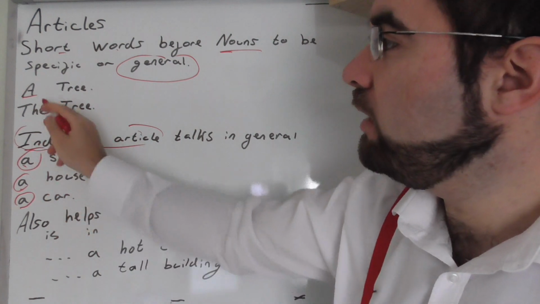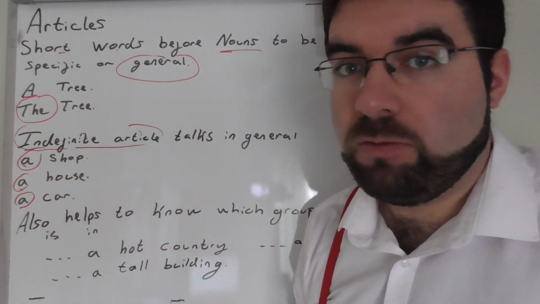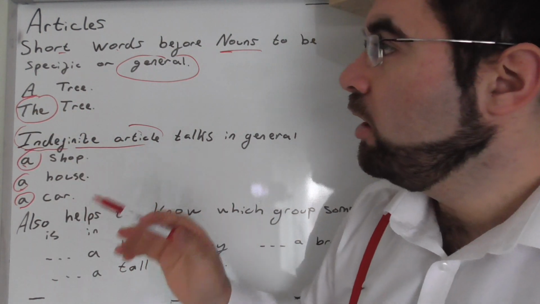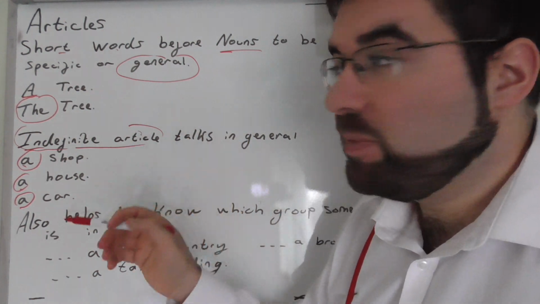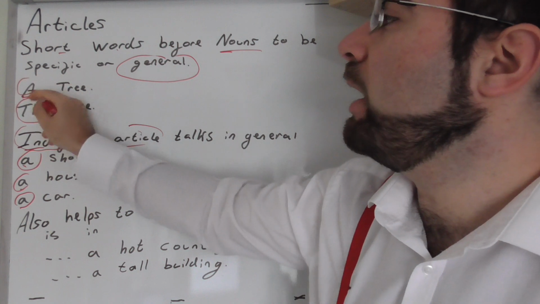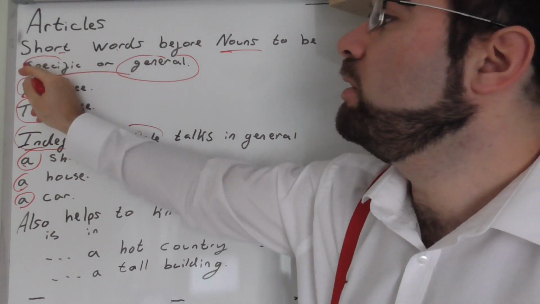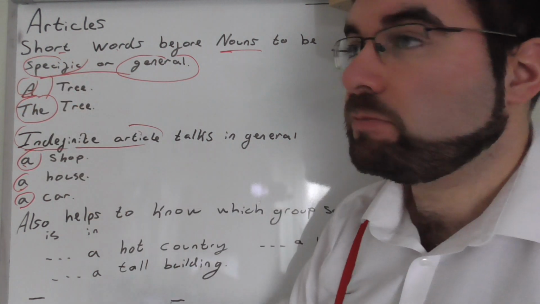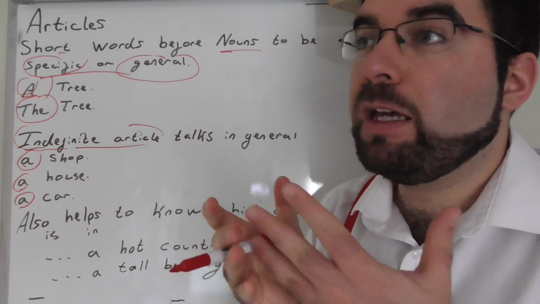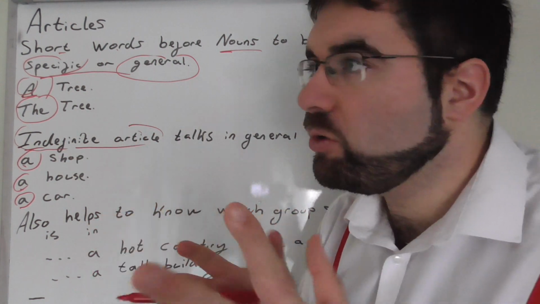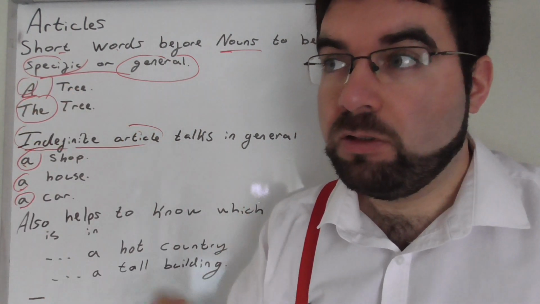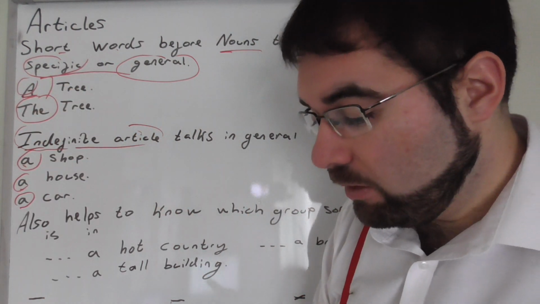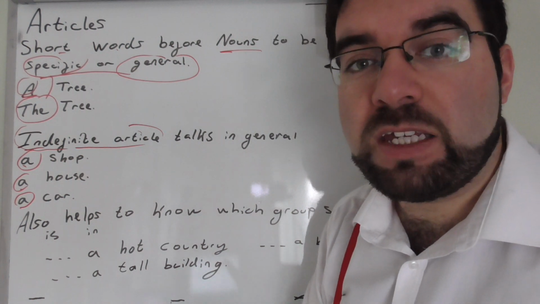We use the for the definite article. They are short words that go before a noun to talk specific or general. So a is general, specific is the. A tree. I need a tree. Which tree? That tree. I want the tree. So the tree is over here, the tree is this, the tree is that.